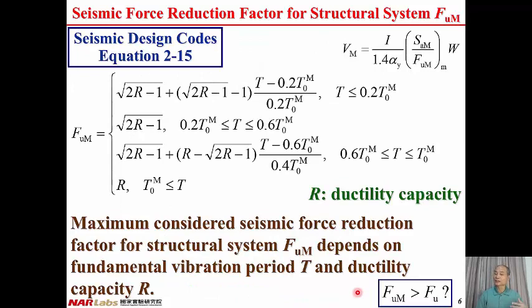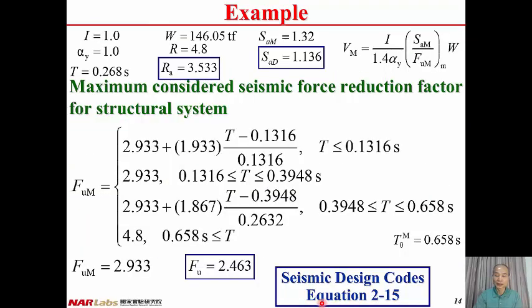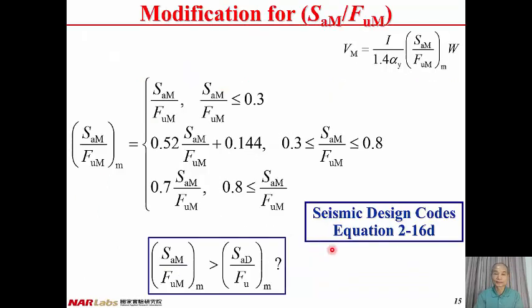Therefore, in the case we consider, FUM is really larger than FU. But is this true for other cases? That's my question. And this equation is taken from Seismic Design Code equation 2-15. And we move to the modification of SAM divided by FUM.